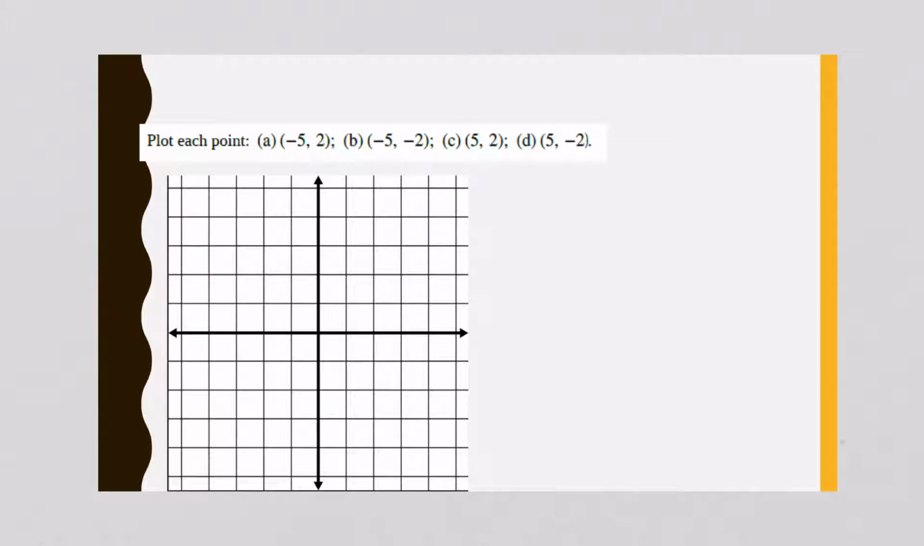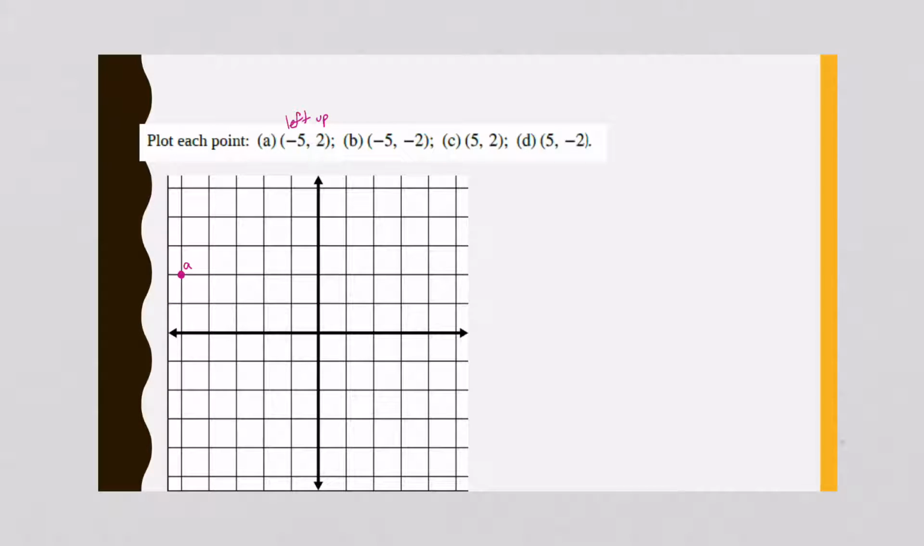Okay, so notice there's a whole bunch of 5s and a whole bunch of 2s on here, but all of these are going to be in different places. So let's look at part A. Negative 5, 2. That means I'm going to go left 5 and up 2. 1, 2, 3, 4, 5. 1, 2. And that is right there. And I'm going to put the little letter A there.